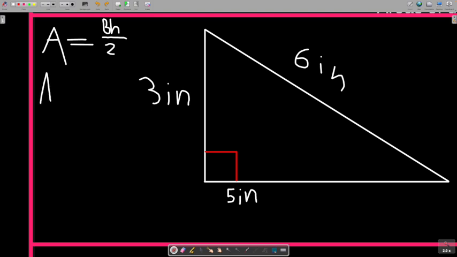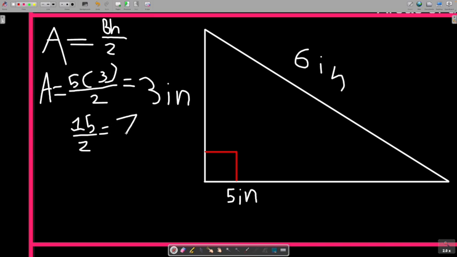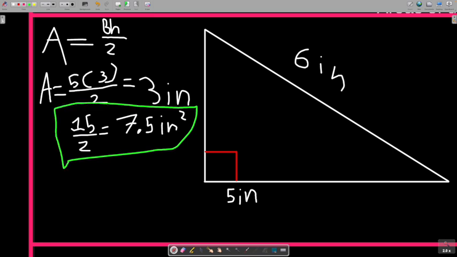So the base is 5 inches, and the height is 3 inches. So we have 5 times 3 over 2. 5 times 3 equals 15. 15 over 2. We can leave it like this, or we can make it a decimal. Let's make it a decimal. So we'll have 7.5. And then inches squared, because it's the area. So you can say it's 15 over 2 square inches or 7.5 square inches. Both of them work.